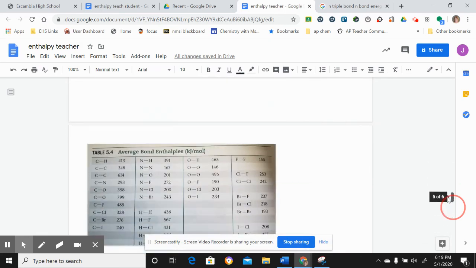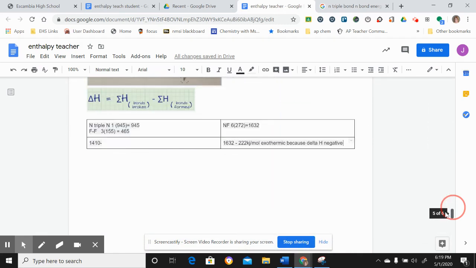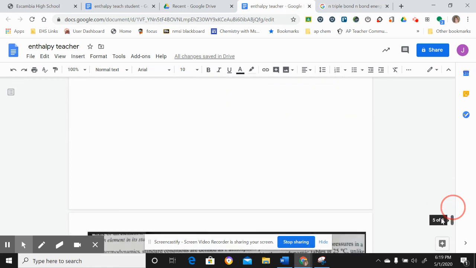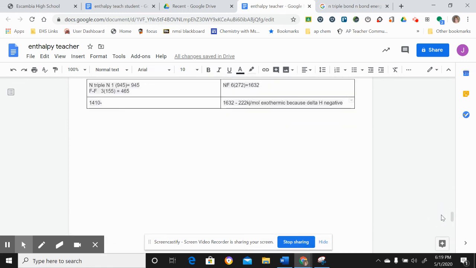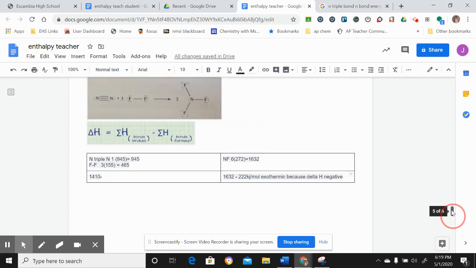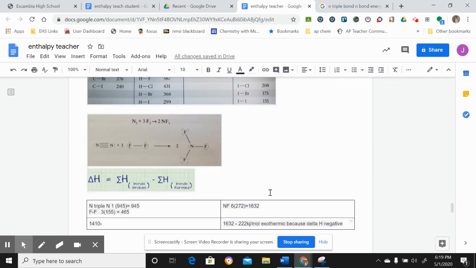So that is it for today. Good luck. You will have to draw your bonds. So make sure you draw your total Lewis structures before you start calculating out your bond energies.